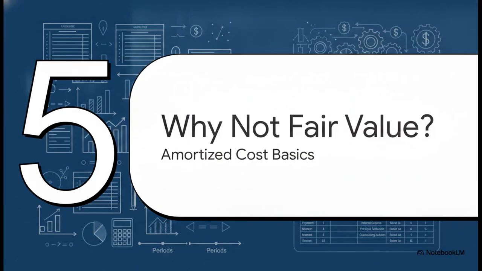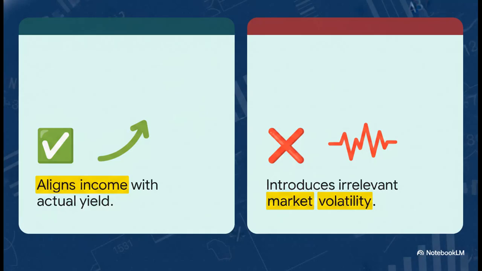Okay, that brings us to the final piece of the puzzle. Why not fair value? You might be looking at all this math and wondering, why do we go through all this trouble? Why build these complex amortization schedules instead of just marking the receivable to whatever its current market value is every single period? Well, it all comes down to the fundamental purpose of the asset.